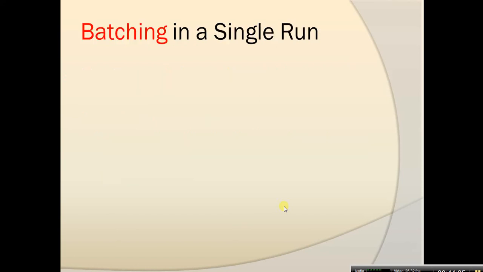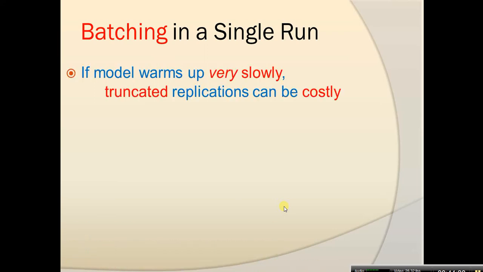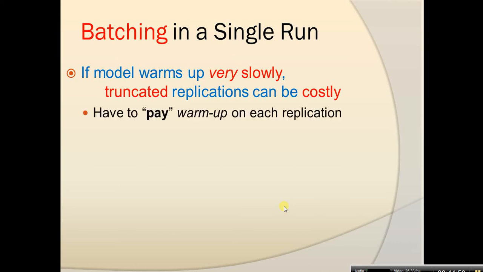So again, let's talk now about batching in a single run. It's possible that some models may warm up very slowly. If we did truncation replications and discarded all the data, and the warm-up is very slow, we would have to discard all the data over and over again. That would mean we might have to run simulations very long, which can be costly, especially for a complex model. We would have to pay this warm-up on each replication. If we have 10 replications, we would have to discard this warm-up time every replication.